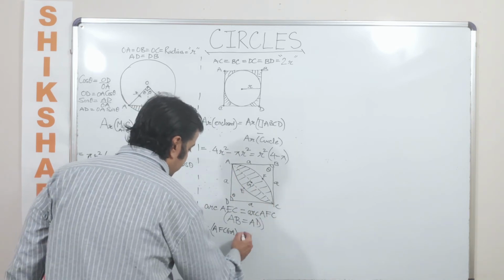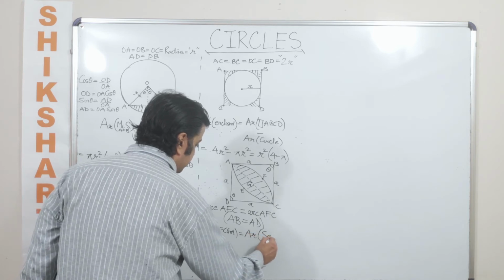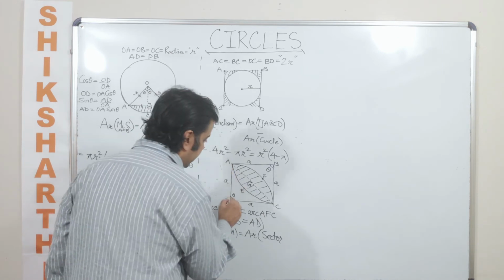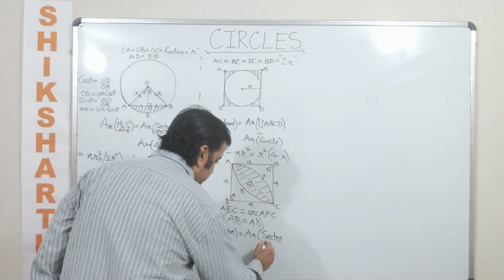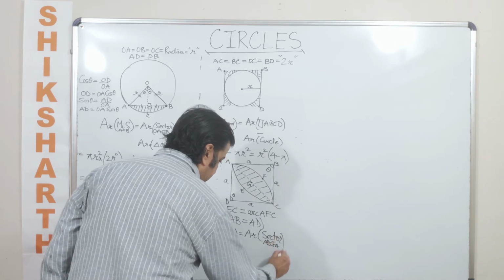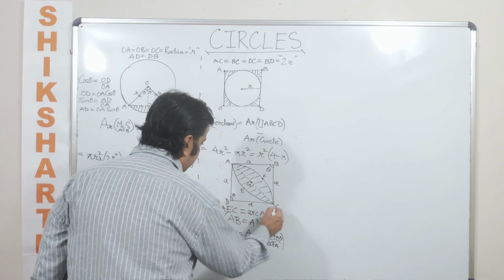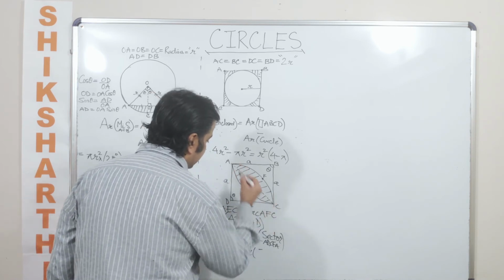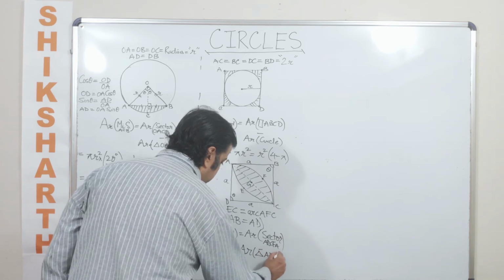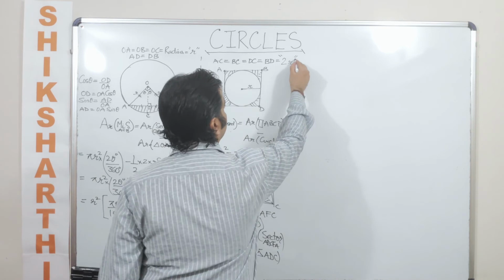So this area will be equal to the area of the sector. Now which sector am I talking about? I am talking about the sector ADCFA. And from here I subtract the area of the triangle. And which triangle am I talking about? I am talking about the triangle ADC. Okay, let me take this discussion here.